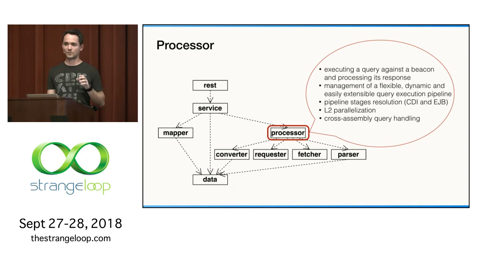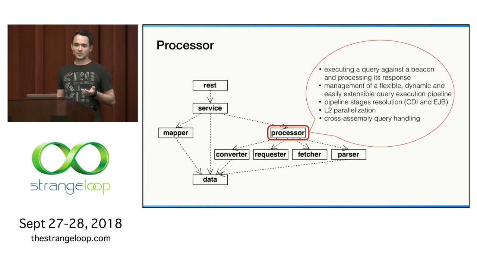Processor takes care of execution of a query against a single beacon. And it does that by running this 4-stage execution pipeline. Basically, the problem that we had was that there were so many differences between different APIs that static configuration wasn't cutting it anymore. We needed something more dynamic, something more easily extensible, something more flexible. So we were looking for a way to store business logic in the database in some way. And this is what we came up with. So it's this 4-stage pipeline that's crafted individually for each beacon whenever a query is received, depending on the query. And the 4 stages are represented by a converter, a requester, a fetcher, and a parser.